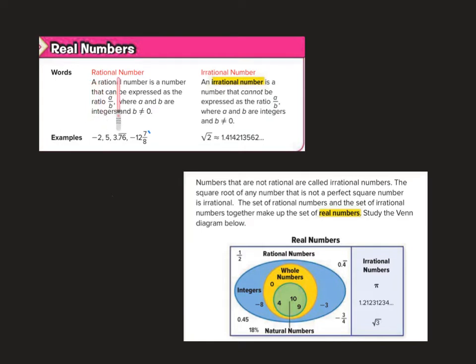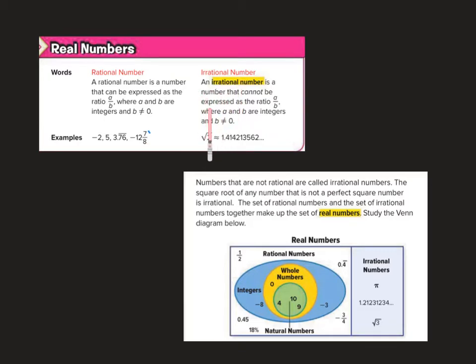First, we have rational numbers, which are numbers that can be expressed as a ratio a over b. And remember, where a and b are integers and b cannot be 0. So examples of rational numbers are integers like -2 and 5, repeating decimals like 3.76, and a mixed number like -12 and 7/8. Then we have irrational numbers.